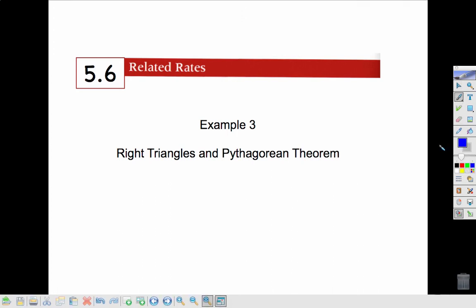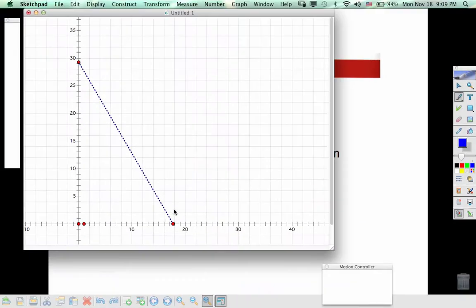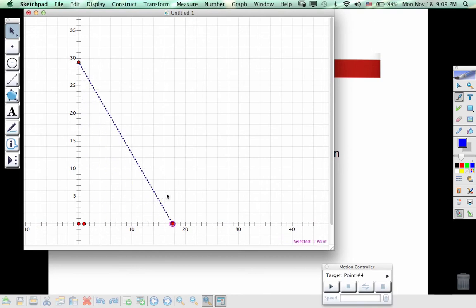In this next example, we'll be looking at problems that involve right triangles and the Pythagorean theorem. The idea behind this is when we have a problem where maybe we have one vehicle moving towards or away from an intersection and another object moving towards or away from something. These objects may be moving at different rates, and we know their rates with respect to their change to the origin. But what we want to find is the rate of change of the length of this side.